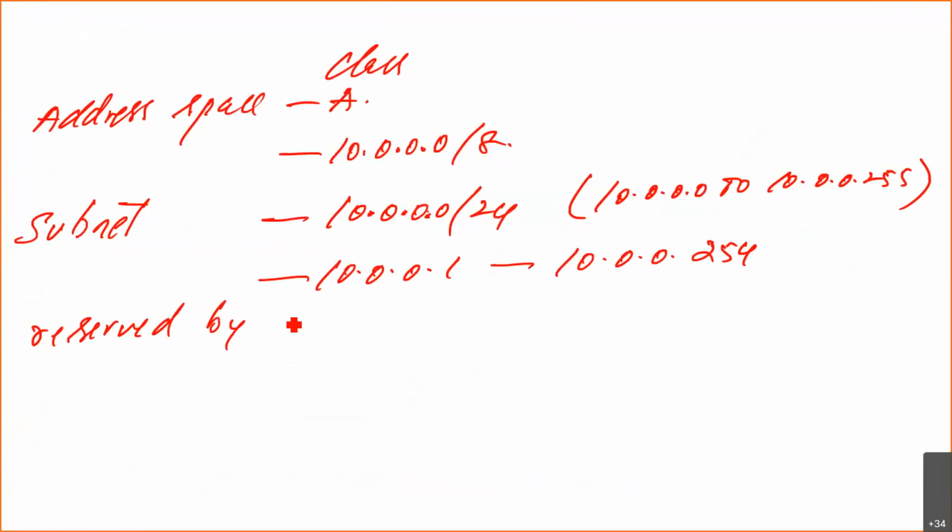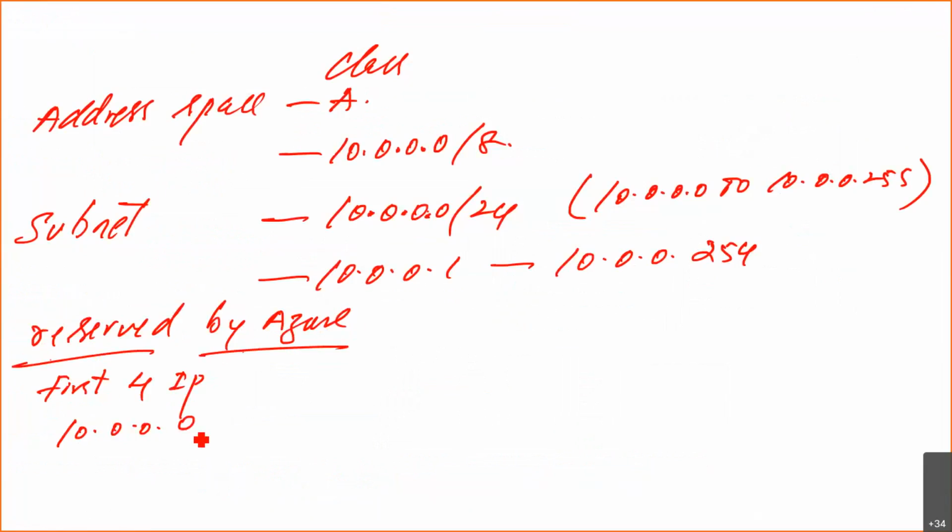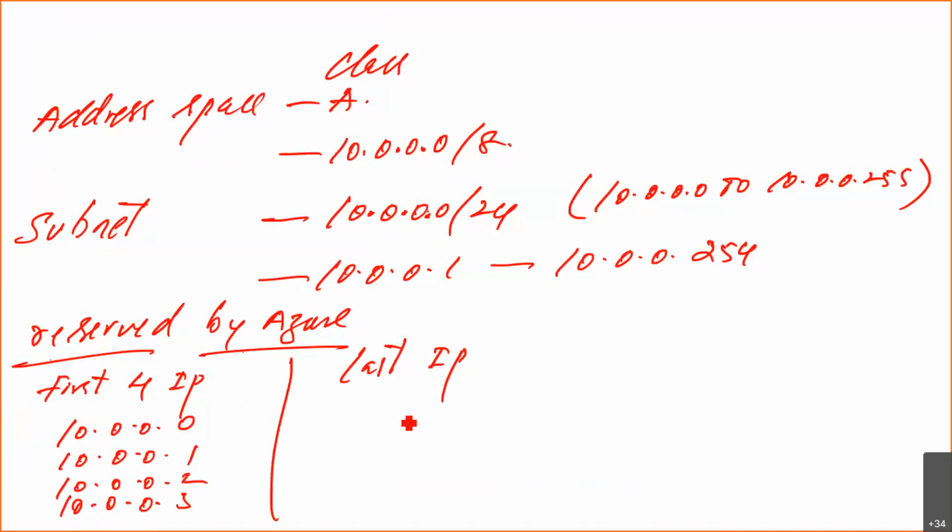Reserved by Microsoft Azure. So what are the first 4 IPs, guys? First 4 IPs means start from 10.0.0.0, then 10.0.0.1, then 10.0.0.2, then the last one is 10.0.0.3, guys. Okay, these first 4 IPs are reserved by Microsoft. And the last IP address also. What is the last IP address?